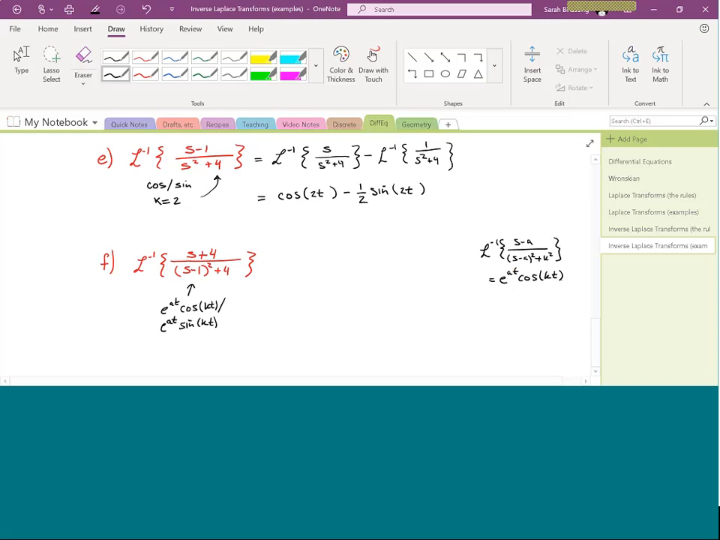So let's break this up. We're going to break this guy up into two fractions, almost exactly like we did last time, except we're going to be a little bit more strategic about it this time. So we want to be able to use our inverse Laplace transform rule for cosine times e to the at. On the bottom, we have the right format already. We have s minus 1 squared plus 4. Then we're going to have our second fraction over here, which is still going to be s minus 1 squared plus 4.